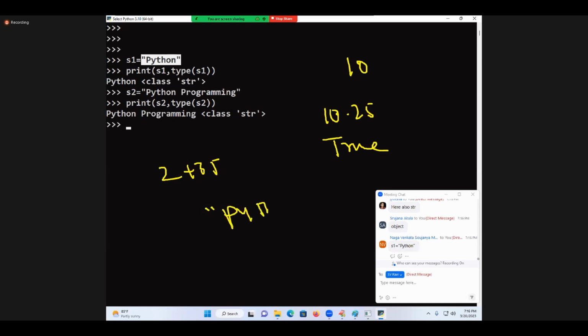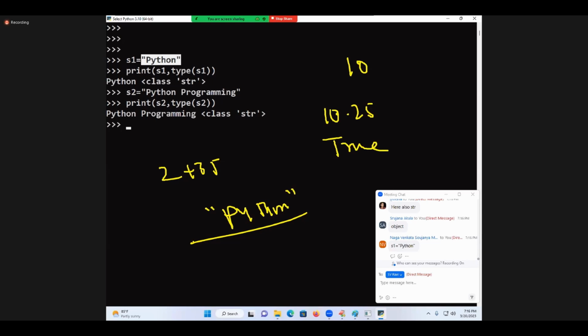Python is what? How many types of literals did I say? Primarily 5: integer literal, float literal, bool literal, complex literal, and collections literal. Collection means what? Group.